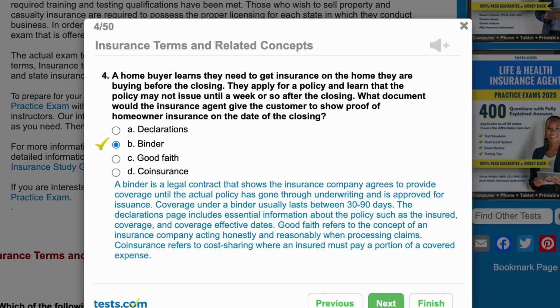The declarations page includes essential information about the policy, such as the insured, coverage, and coverage effective dates. Good faith refers to the concept of an insurance company acting honestly and reasonably when processing claims. Coinsurance refers to cost sharing, where an insured must pay a portion of a covered expense.